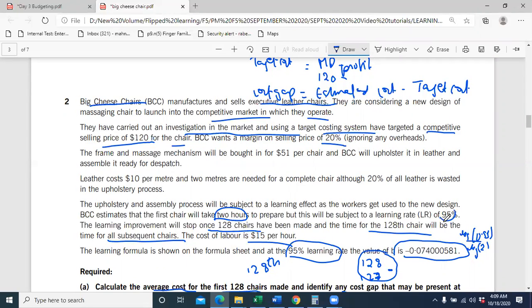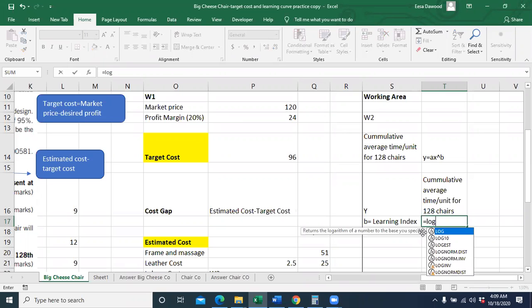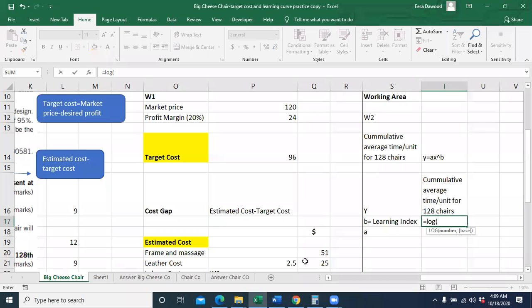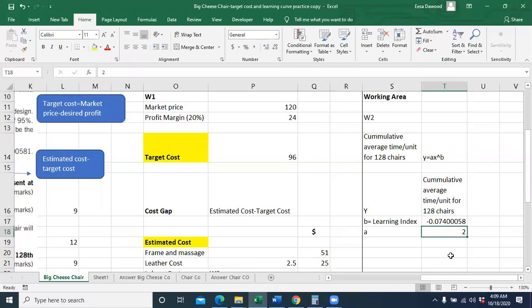You see that? 2 hours. And the learning rate is 95%. Okay, and here I am going to calculate the learning index. Log of the learning rate, what is the learning rate? Learning rate is 95%, 0.95. Though it was already there, it's better to calculate it, divided by log of 2. Okay, always give brackets, otherwise your answer will be wrong. See, the learning index, I got the same as it is there.